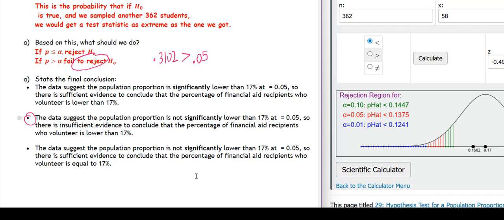And so if we look at our options for the conclusion, we want this middle one. The population proportion is not significantly lower than 17% at alpha equal 0.05. So there's insufficient evidence to conclude that the percentage of financial aid recipients who volunteer is lower than 17%.